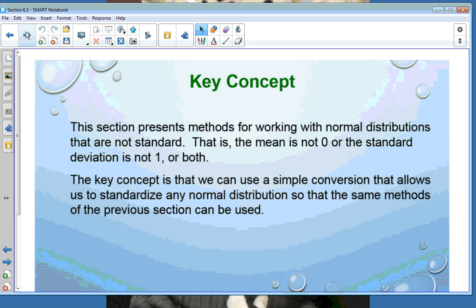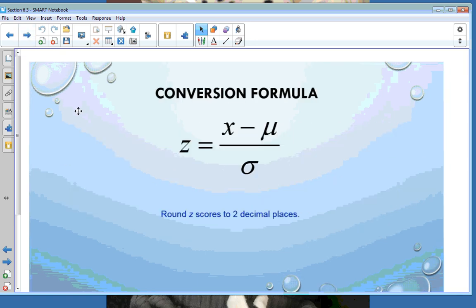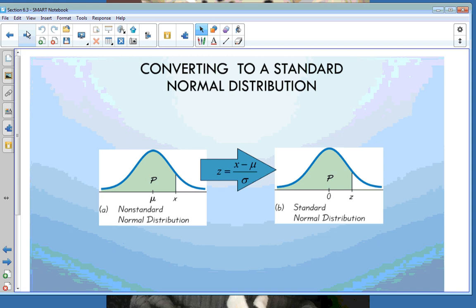So we're now standardizing any normal distribution, and then it can be used the same as it was in our previous section. So our conversion formula, very important formula, you need to know this formula, is z. We know what z is. X is our data point, what we're looking for, minus mu, of course, the mean of the population, divided by sigma, which of course is the standard deviation of the population. Notice we always round z-scores to 2 decimal places, the same as before.